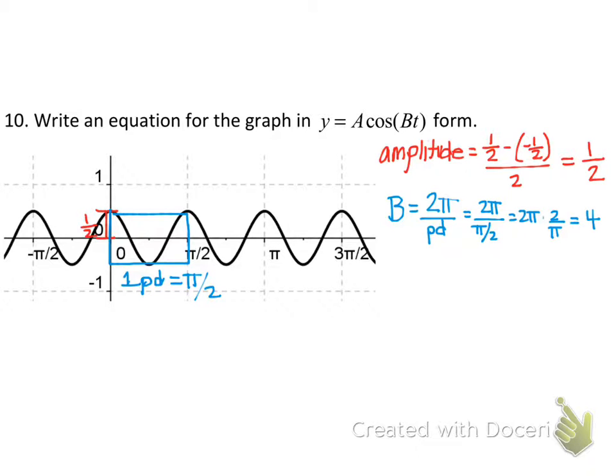Check for vertical reflection. Well, this is a cosine graph because we're starting at 0, 1, or excuse me, 0, our amplitude, so 1/2. And it goes down first, so there is no vertical reflection, meaning that my equation is y equals 1/2, which is my amplitude, times cosine of my b value 4 times t.